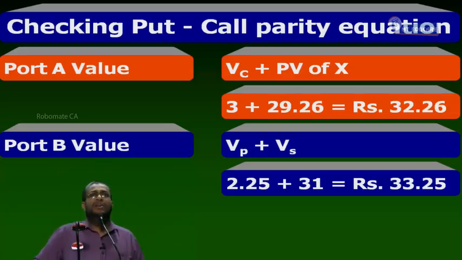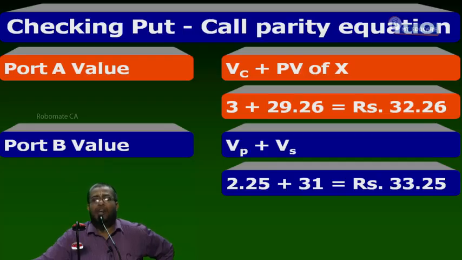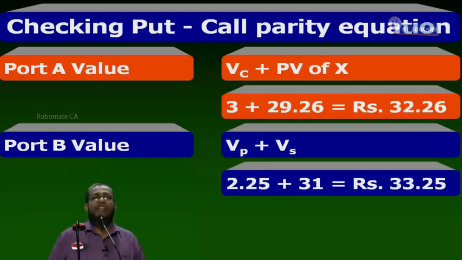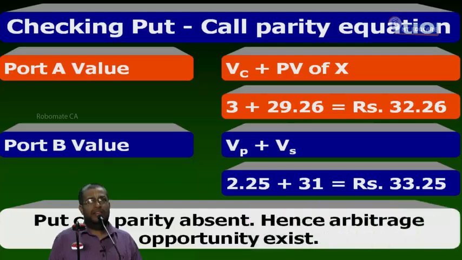Right now, next step. The security prices. When I say the word security, how many securities are there? 3 securities. Call, put and share. That's why I use the word plural, prices. The security prices are not satisfying the parity. Hence what exists? Arbitrage exists.